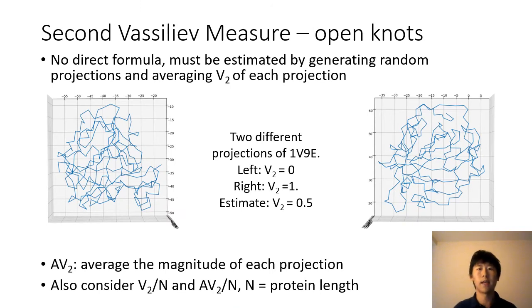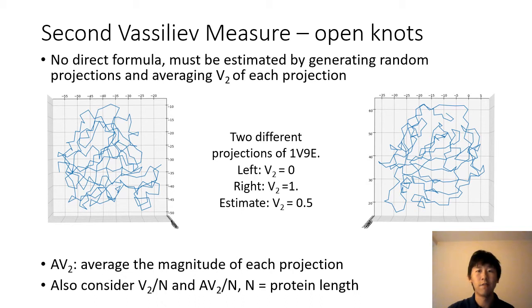For open knots like proteins, V2 is defined as an average over all possible projections. Each specific way the open knot is viewed has an associated V2 value, and the actual value is an average of all of these. There are infinitely many projections, so we approximate the value by randomly selecting projections.